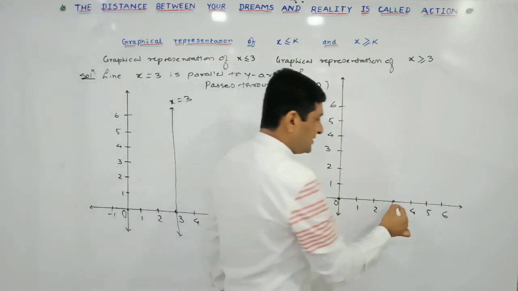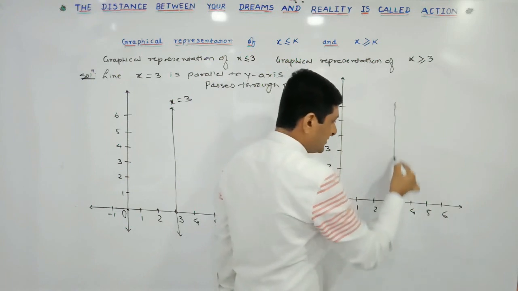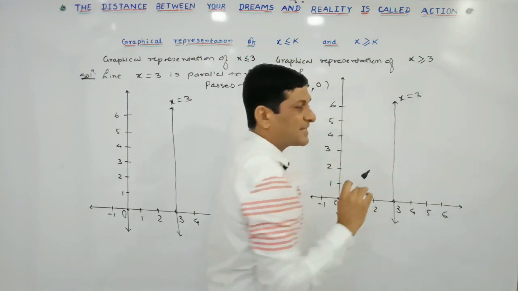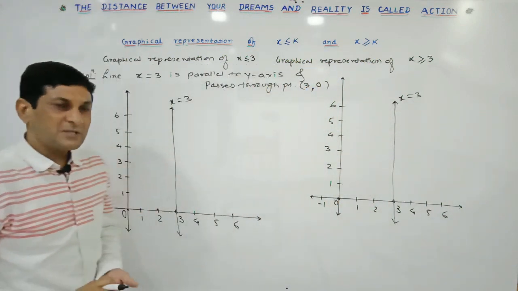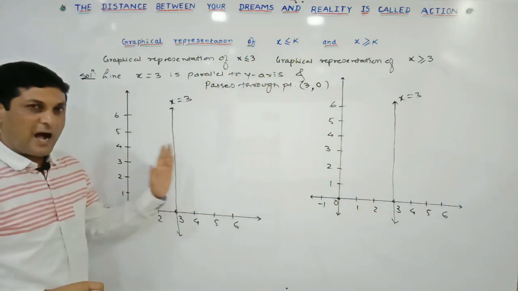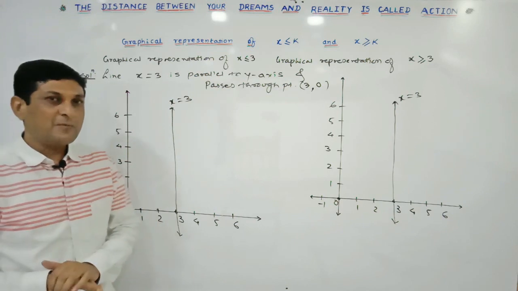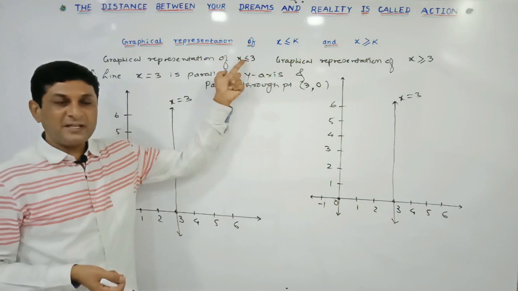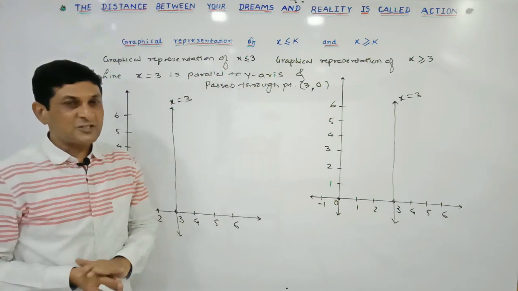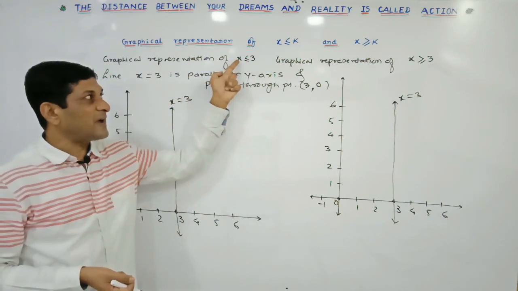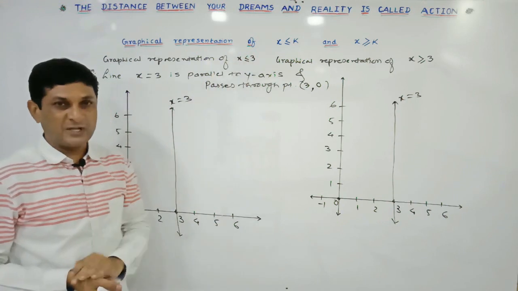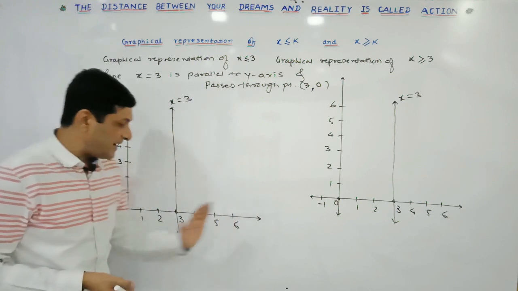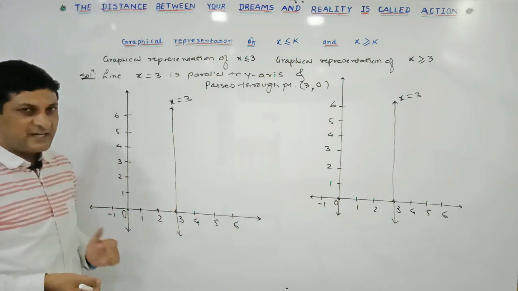In this way, here also use the same method to draw the line. So here also the equation of the line is x is equal to 3. Now this line divides the plane into half planes. Now which part will be our solution set? That depends on the given expression. If you observe this expression here, easily we can observe that the values of x are less than or equal to 3. So are the values of x less than or equal to 3 on the right hand side or on the left hand side? Observe it.